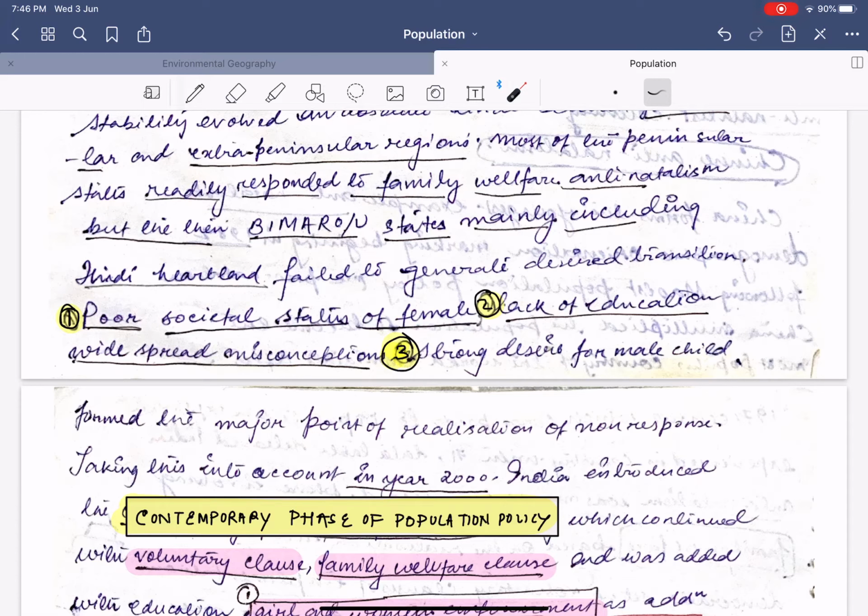Now, taking this into account, in the year 2000, India introduced the contemporary phase of population policy. Now, what did we do in this contemporary phase?